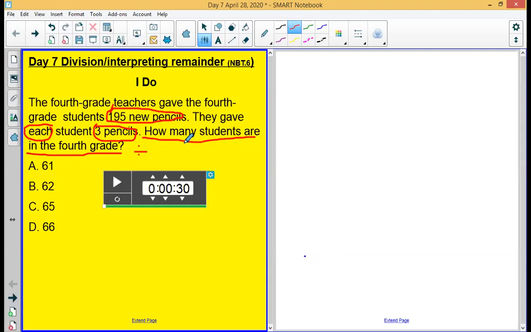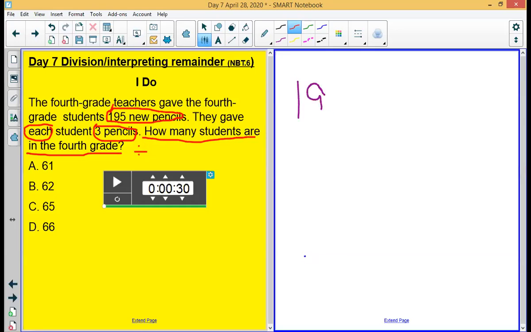So the first thing I'm going to do is set up my problem, 195, and I'm going to take 195 and divide it by 3. I'll pause right there and let you catch up. If you need additional time, please pause your video.